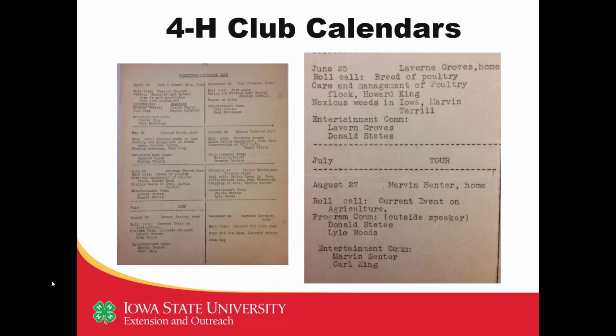We see in June that there are 2 presentations. Howard is going to talk about care and management of the poultry flock, and Marvin is going to talk about noxious weeds in Iowa. It talks about recreation or entertainment, and that in June, Laverne and Donald are in charge of that activity. In July, it says the club's going to take a tour. We'll come back and talk about that a little bit later in our slides about the importance of staff looking at those kinds of things. And we see that in August, again, it says when and where and who's responsible. And in this case, they have an outside speaker and who is responsible for arranging that speaker.